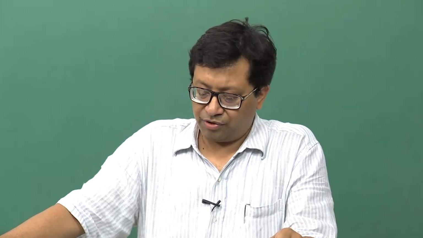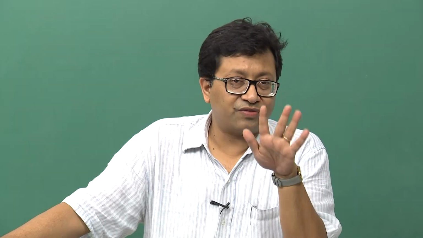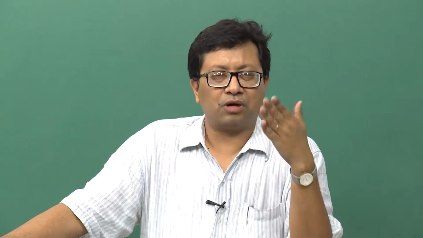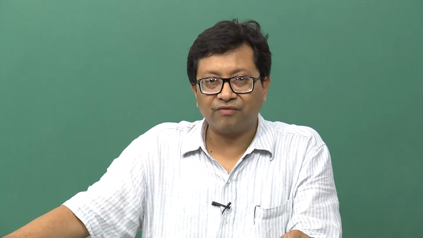By nonlinear we mean that at least one derivative of y with respect to the beta is not constant. So, what are the betas? Let me explain. Consider a regression where y depends on some alpha, which is a fixed value and has some significance that I will come to later, plus beta 1 x1 plus beta 2 x2 and so on till beta k xk, considering there are k variables, plus some epsilon, which is an error.